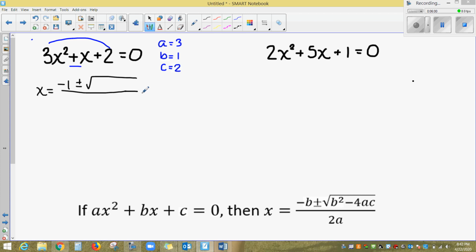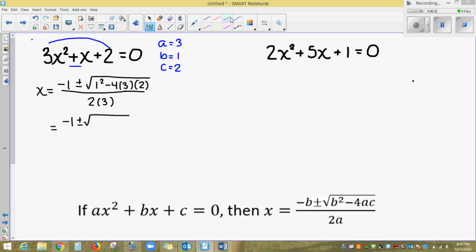Underneath the radical, we're going to have b squared minus 4 times a times c. That entire thing is over 2 times a. After I've plugged in, I'm going to recommend that you be very literal and write all these steps down instead of trying to absorb this and do parts of it in your head for right now.